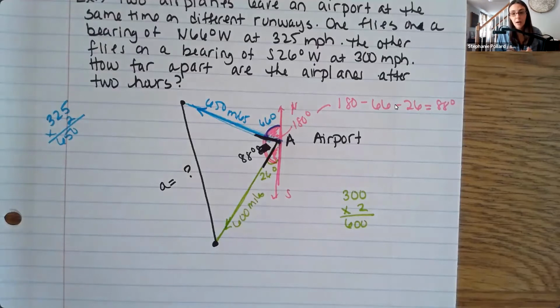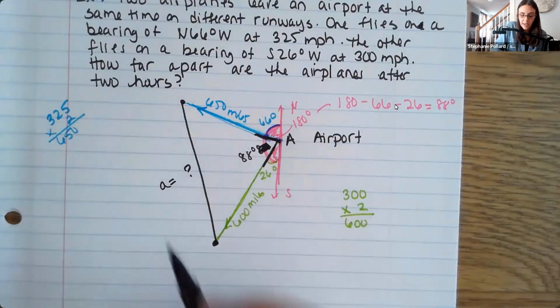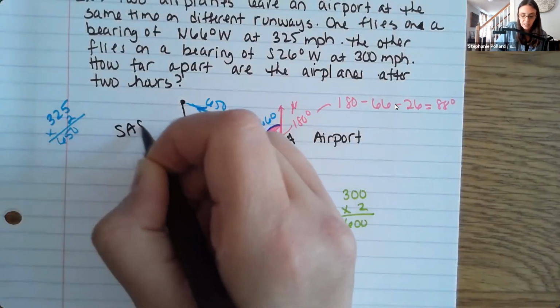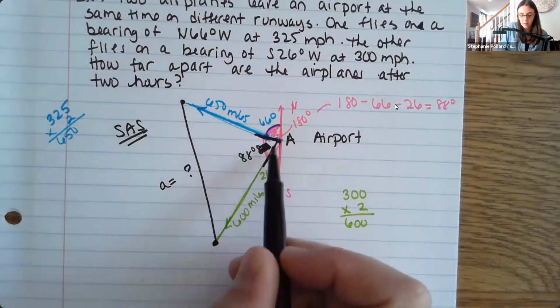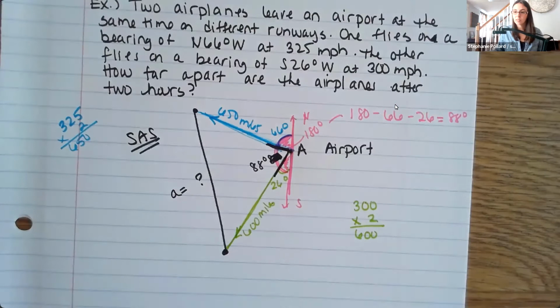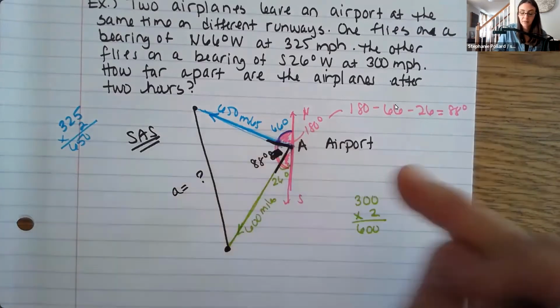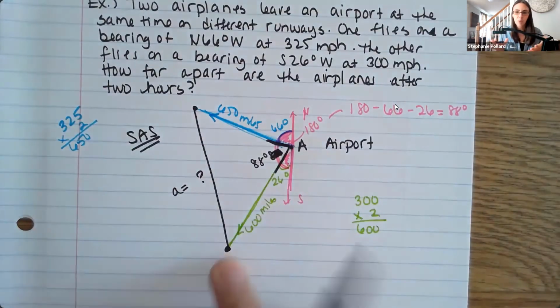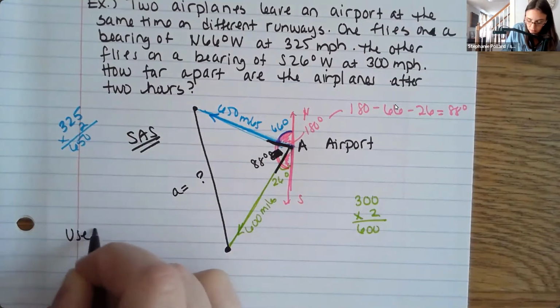All right, so now look at what triangle I have. I have a side, I have the angle in between, and I have another side. So I actually have a side-angle-side triangle in this case. Here's my side, here's my angle, here's my side. So you can go back to your steps. Okay, well, what do I do when I'm dealing with a side-angle-side triangle? The first step is typically to find the missing side. And that's actually what we need here. So it works out perfectly. So what I can do is use the law of cosines.